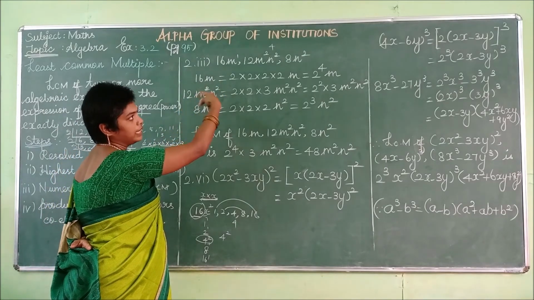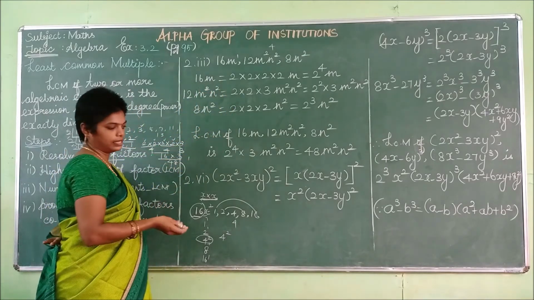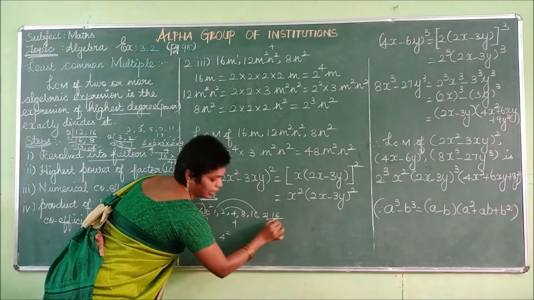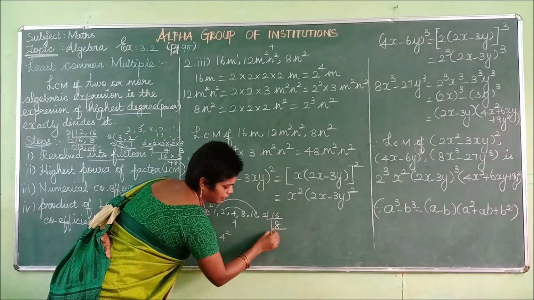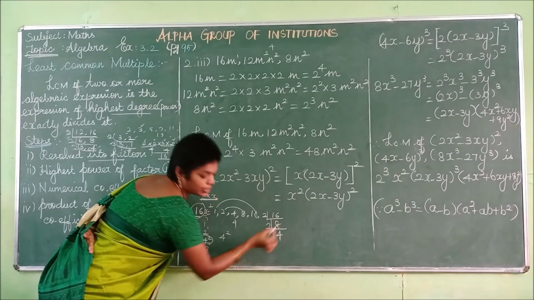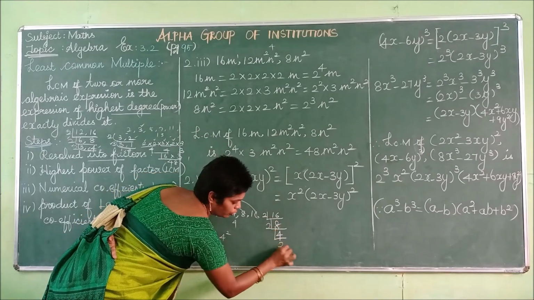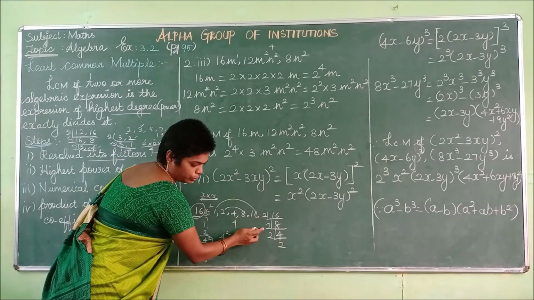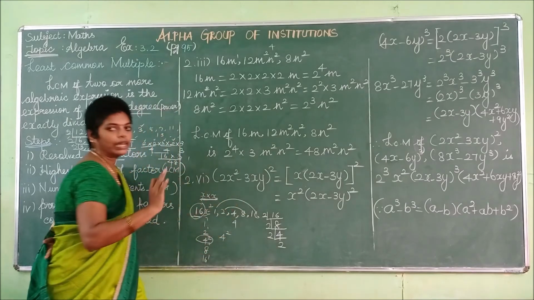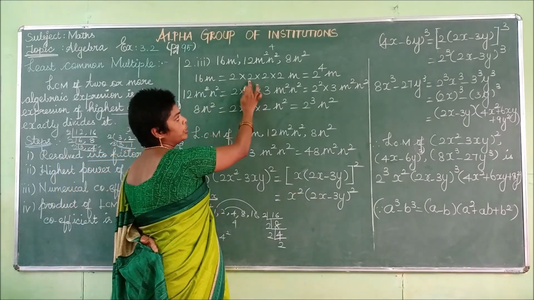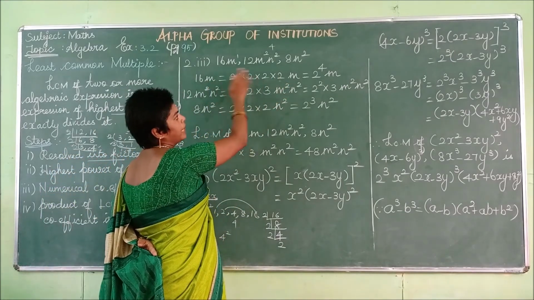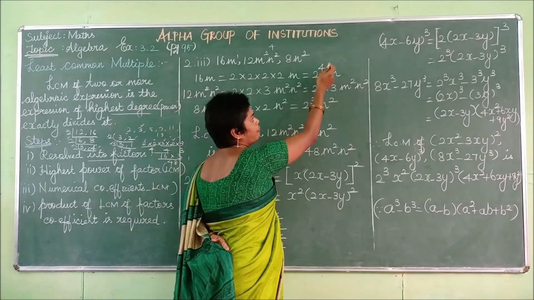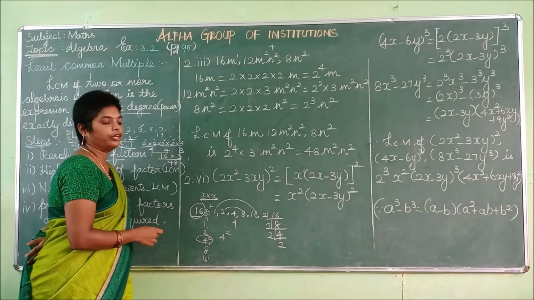How can we write 16? You can simply put 2 times 8 is 16. Then 4 into 2 is 8. Then 2 into 2 is 4. So what are the factors? 2 into 2 into 2 into 2, that is 4 times 2. The m can be written as it is. Then this can be rewritten as 2 power 4 into m.